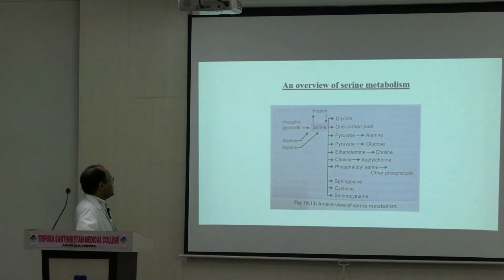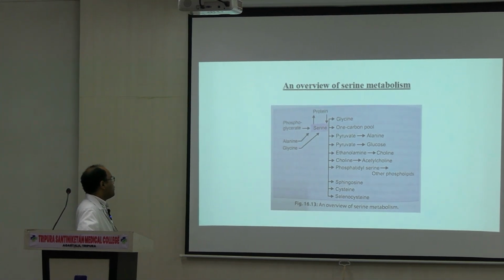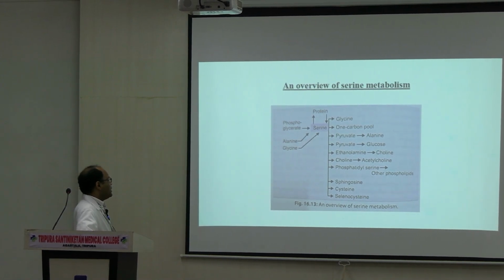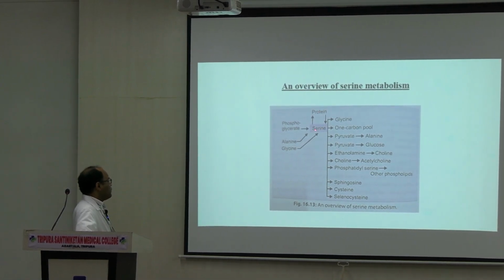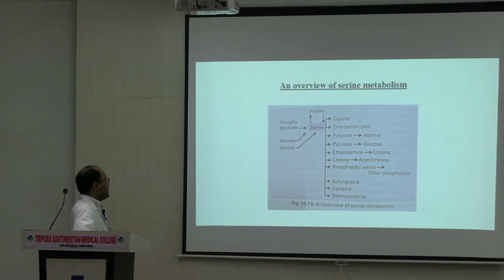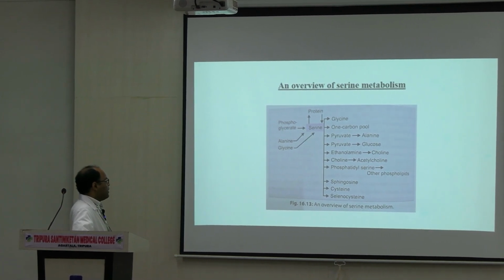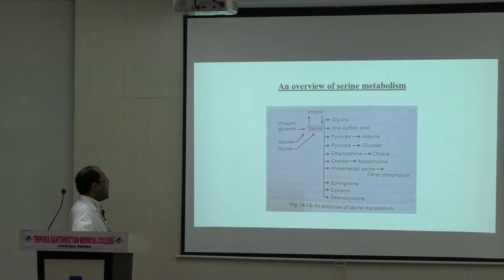Next, this is the overview of serine metabolism. Serine can form from alanine, from glycine, from phosphoglycerate. Serine is a component of protein, and from protein breakdown you can form serine. From serine, you can form glycine. You can donate to the one carbon pool. You can form pyruvate, and pyruvate forms alanine and glucose. It can form ethanolamine and then choline.